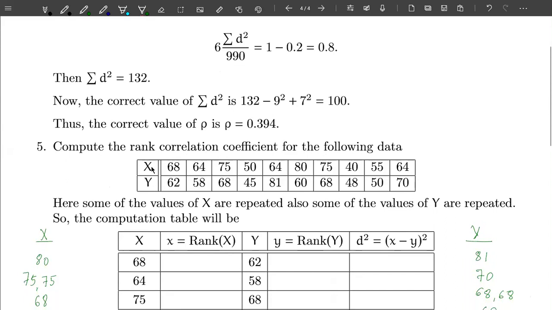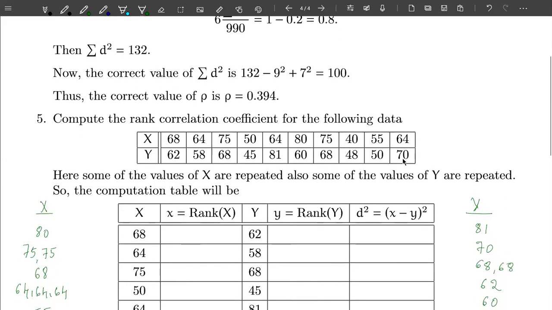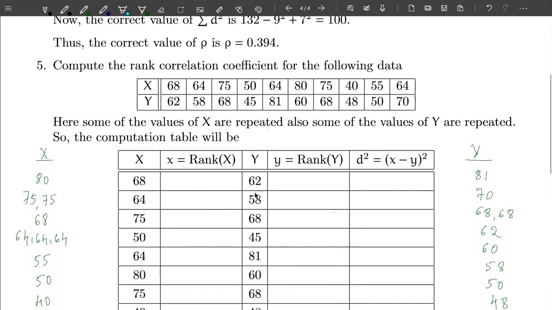So they have given you two values here, the values of capital X and the values of capital Y. And here the ranks are not given. Instead of that, the values are given. So based on the values, you should assign rank for them, and then you will have to calculate the value of rank correlation coefficient rho. Here, as you can see in the given table, some of the values of X are repeated and some of the values of Y are repeated. So when you are assigning rank here, you will have to use that note number 3, which I had given earlier.